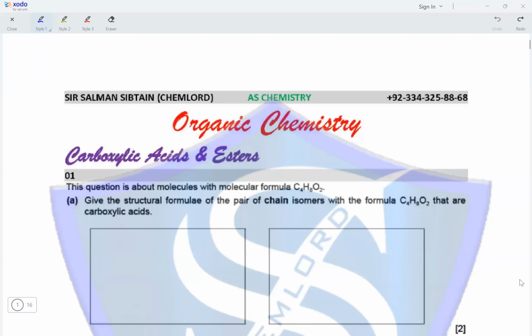Hi guys, this is AS Chemistry, Organic Chemistry, and we are doing carboxylic acids and esters. Question 1. This question is about molecules with the molecular formula C4H8O2.